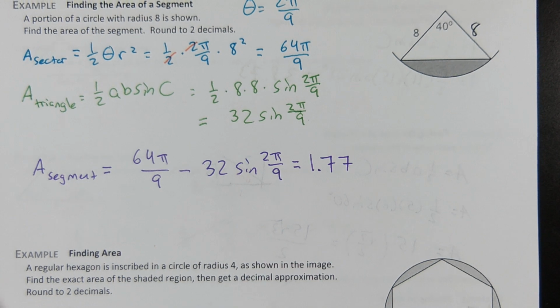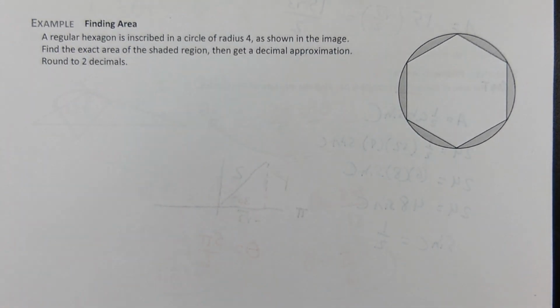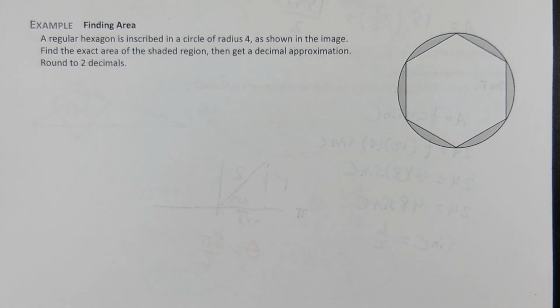And this last question says a regular hexagon is inscribed in a circle of radius 4 as shown in the image. We're going to find the exact area of the shaded region. Then we will get a decimal approximation.